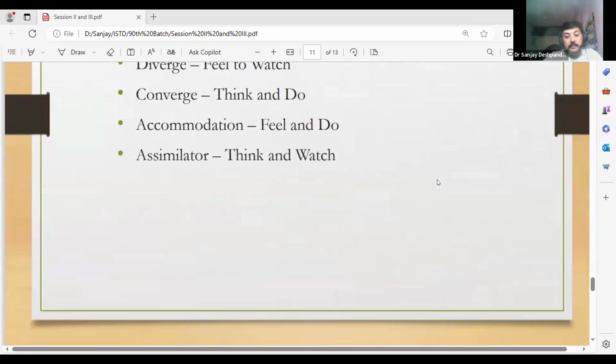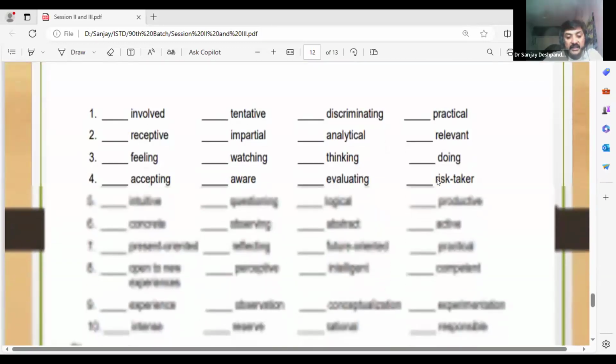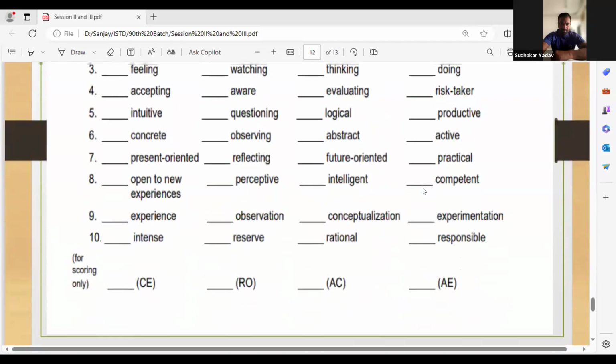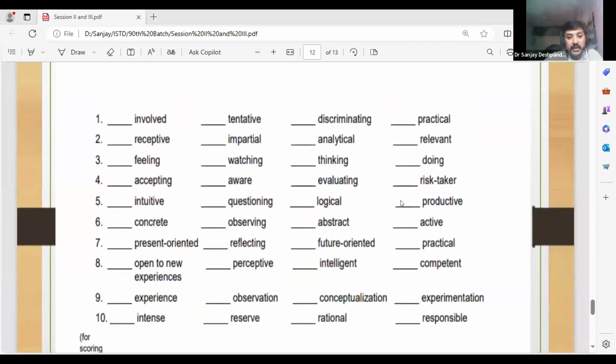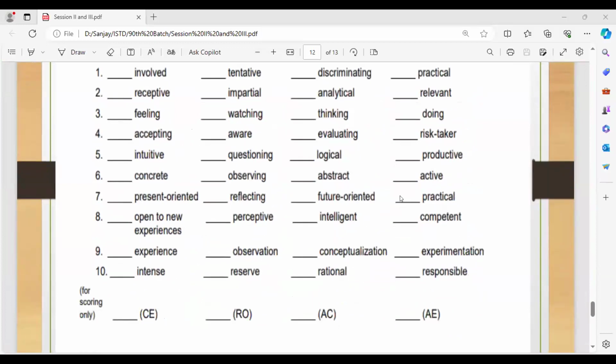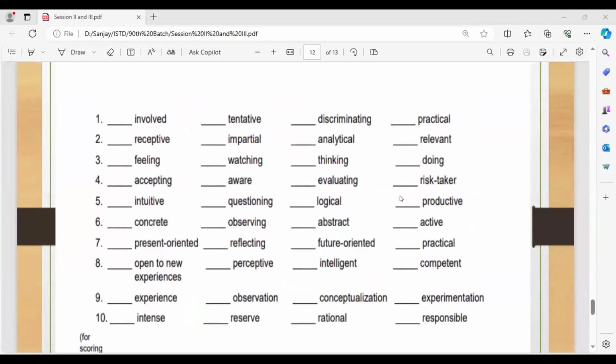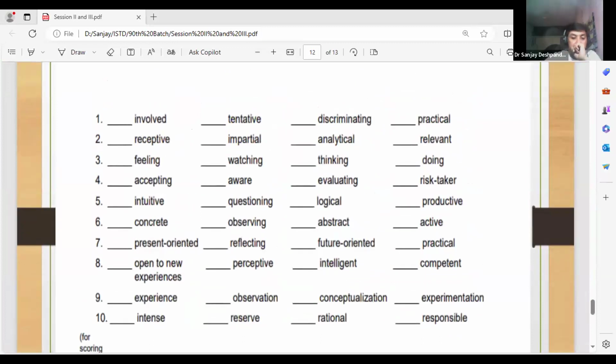Let's work on this exercise. All of you are able to see? Yes, sir. Okay. There is this slide for you. I will explain the first row, and the same process has to be followed for all the 10 rows.